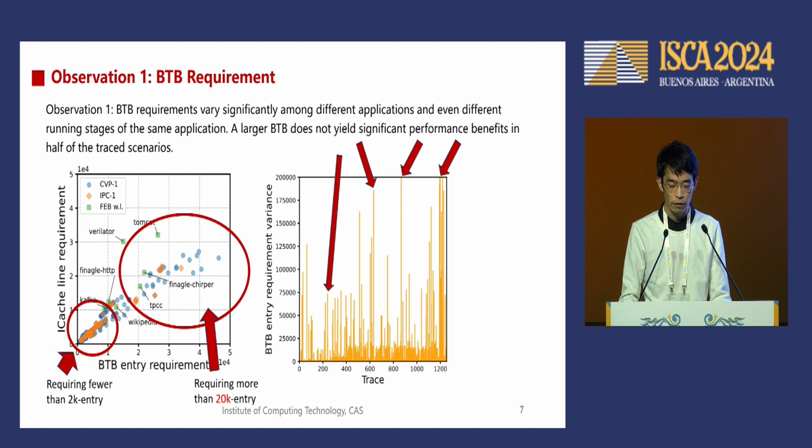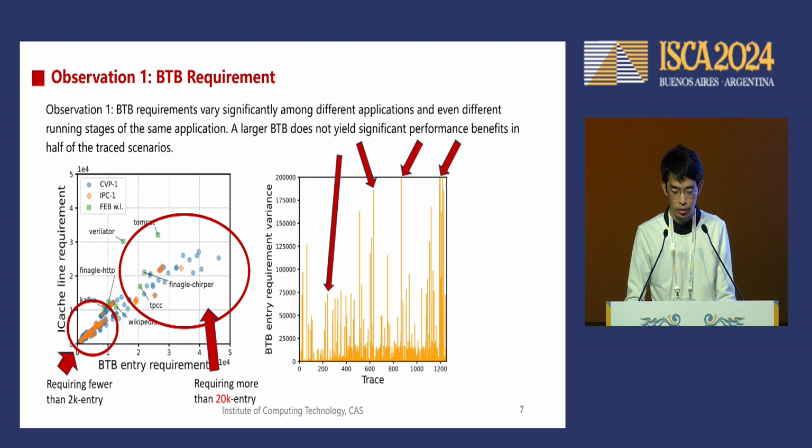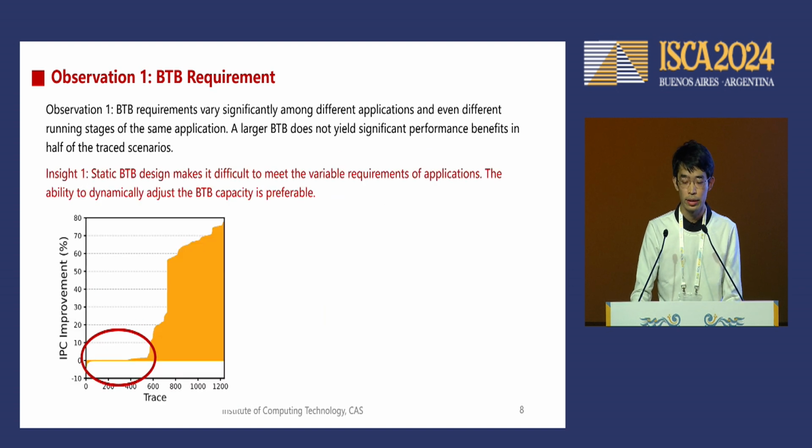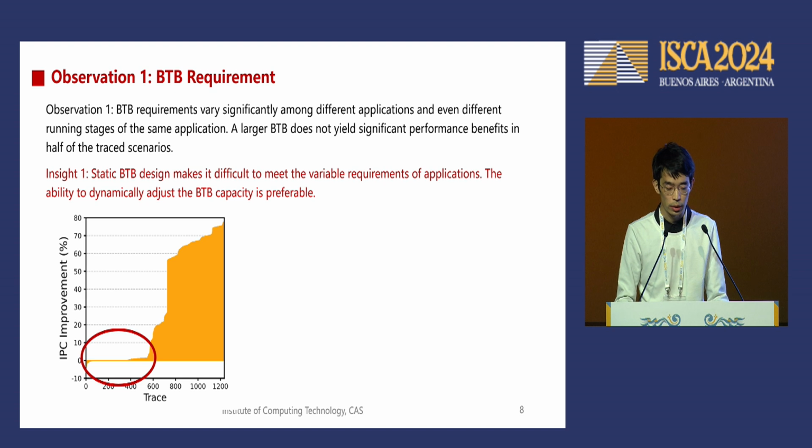And we can further divide each trace into 100 segments and collect the BTB demand within each segment, and then compute the variance of these data within a trace. And we can see that some applications exhibit significant variance, indicating large differences in BTB demands across different running stages. Hence, simply increasing BTB size may not always bring benefits.